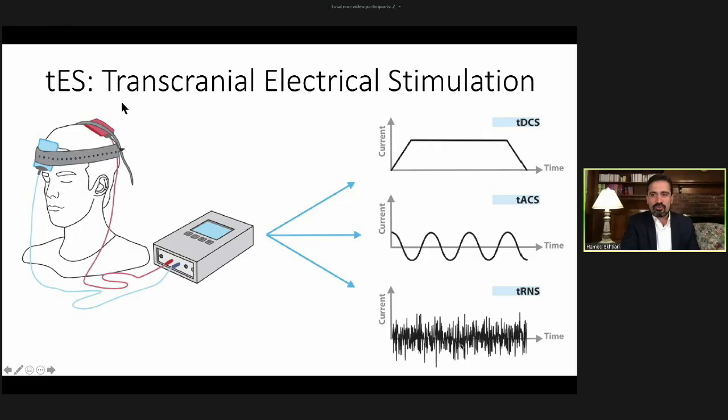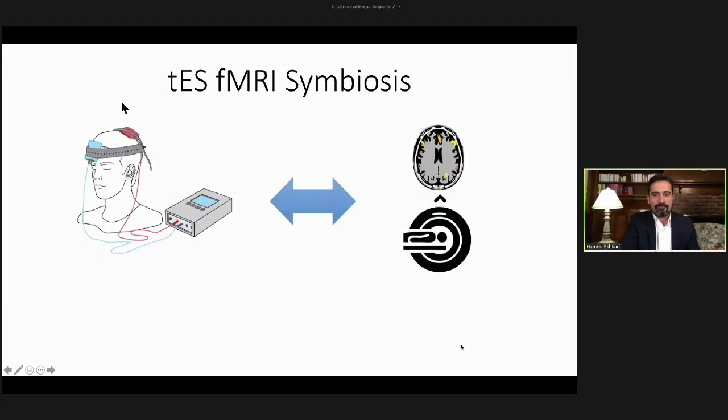Just to give you an introduction, when we talk about transcranial electrical stimulation, we are talking about delivering a really small amount of current, something like a few milliamps, in direct current or alternating current. So we can have transcranial direct current stimulation, transcranial alternating current stimulation, or sometimes random noise stimulation.